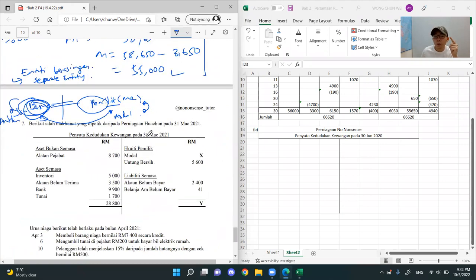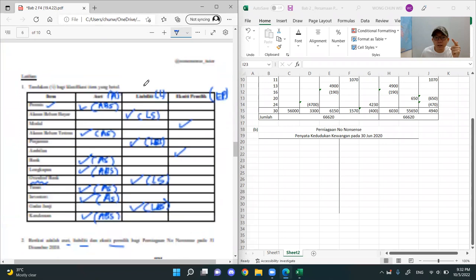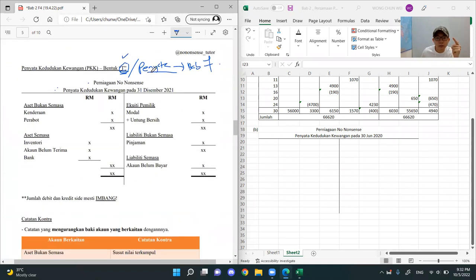But when we talk about penyata, it's like the same notes that you're making. Now you have to make it into a PowerPoint. Why? Because the teacher says, okay, tomorrow you come and present this chapter, prepare a PowerPoint and present. More work to do, right?